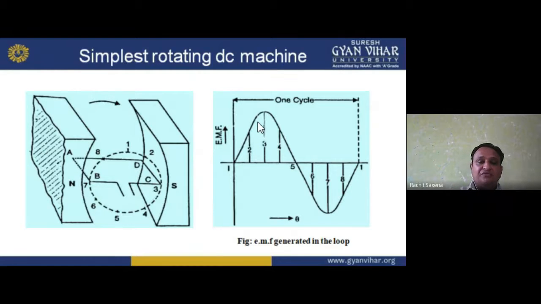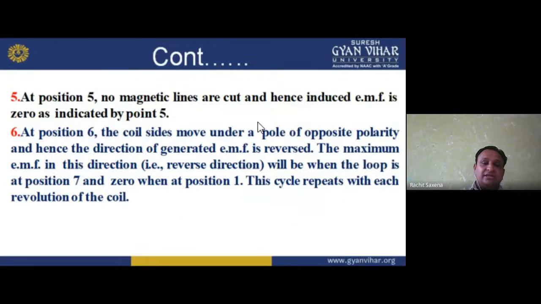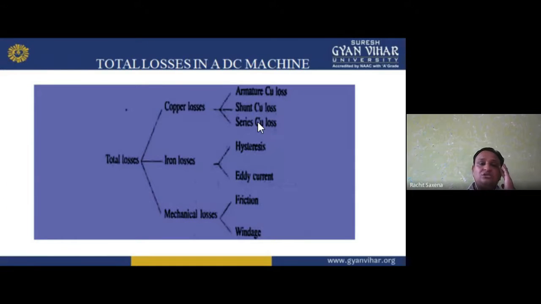Okay, now moving forward, this is the thing we discussed. Now, total losses in a DC machine. My dear students, if I am talking about the total losses in a DC machine, we categorize them into 3 different types. The first type is the copper loss, the second is the iron loss, and the third is the mechanical loss. In copper loss, we have armature copper loss, shunt copper loss, and series copper loss.